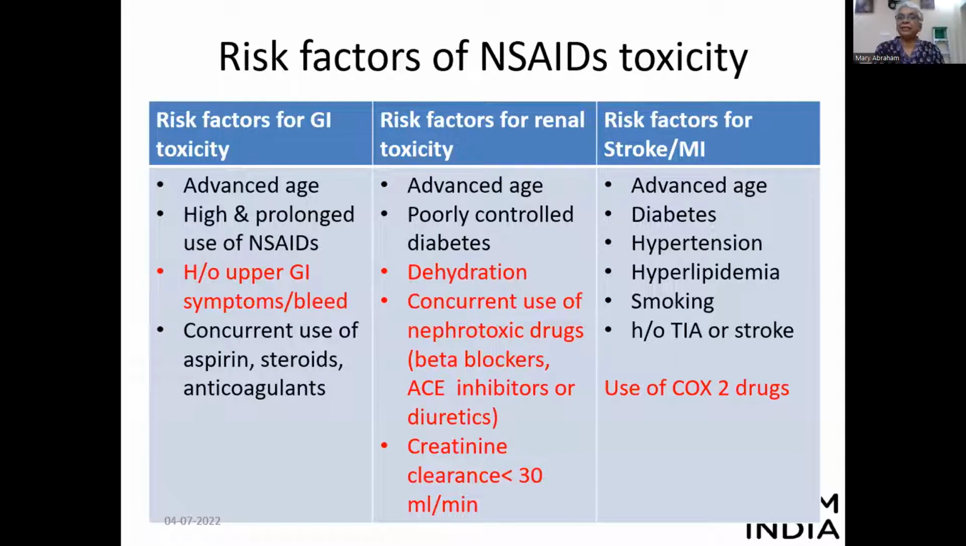So the risk factors that you need to keep in mind when you're giving NSAIDs: for GI, you have to be very careful when we give it in patients with upper GI symptoms or bleeding. For renal, you have to be very careful that you hydrate the patients well, otherwise they can land up with renal dysfunction. And when the creatinine clearance is low, you have to be very cautious and avoid it also. But when there are risk factors for stroke and MI, like patients with advanced age, diabetes, hypertension, hyperlipidemia, smoking, and history of TIA or stroke, then you should avoid COX-2 drugs.